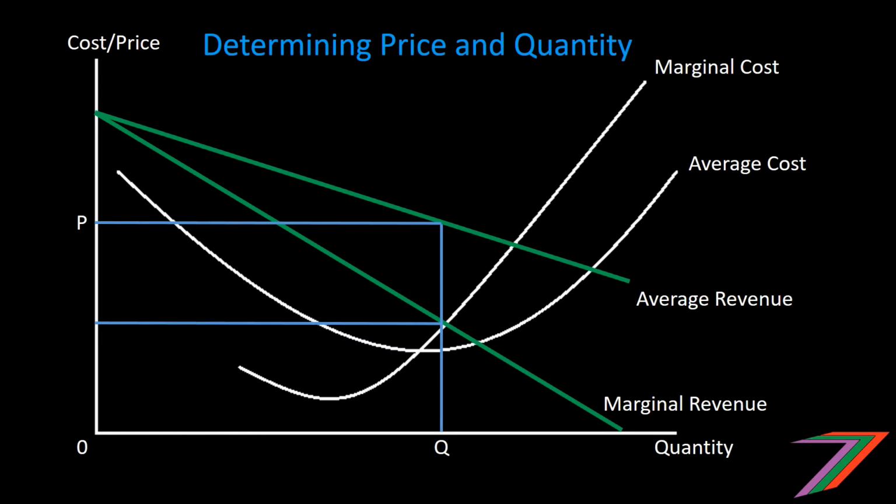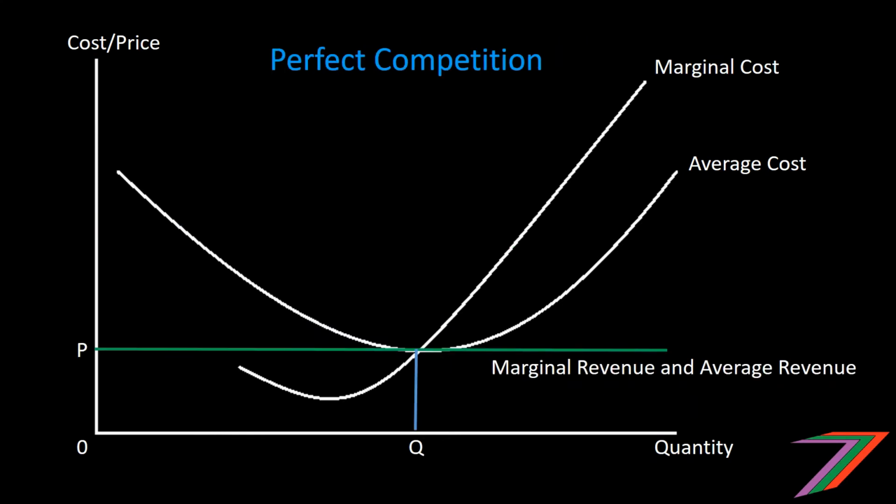So the four market structures I'm going to be covering in this unit are perfect competition, monopoly, monopolistic competition, and oligopoly. They're not the only market structures, but they're pretty much the most common ones and also probably the most relevant to most people. So let's start with perfect competition.